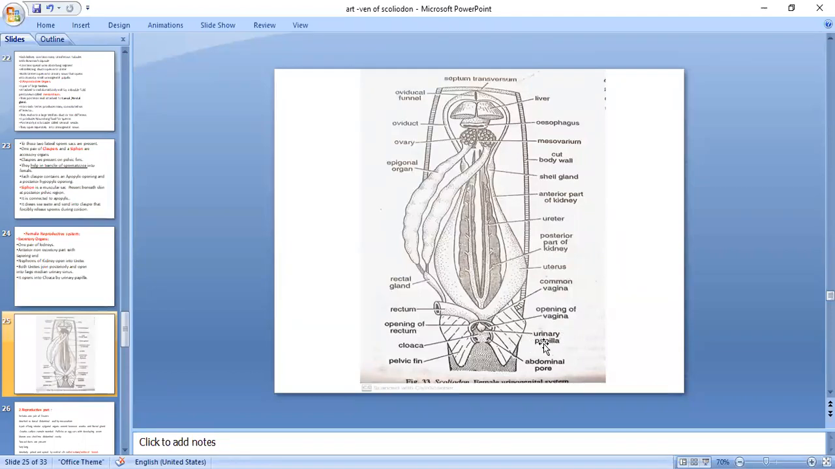So that is about the kidneys. Then the reproductive part. The reproductive part includes one pair of ovaries. They are attached to the mid dorsal body wall by a single fold of peritoneal membrane that is called the mesovarium.